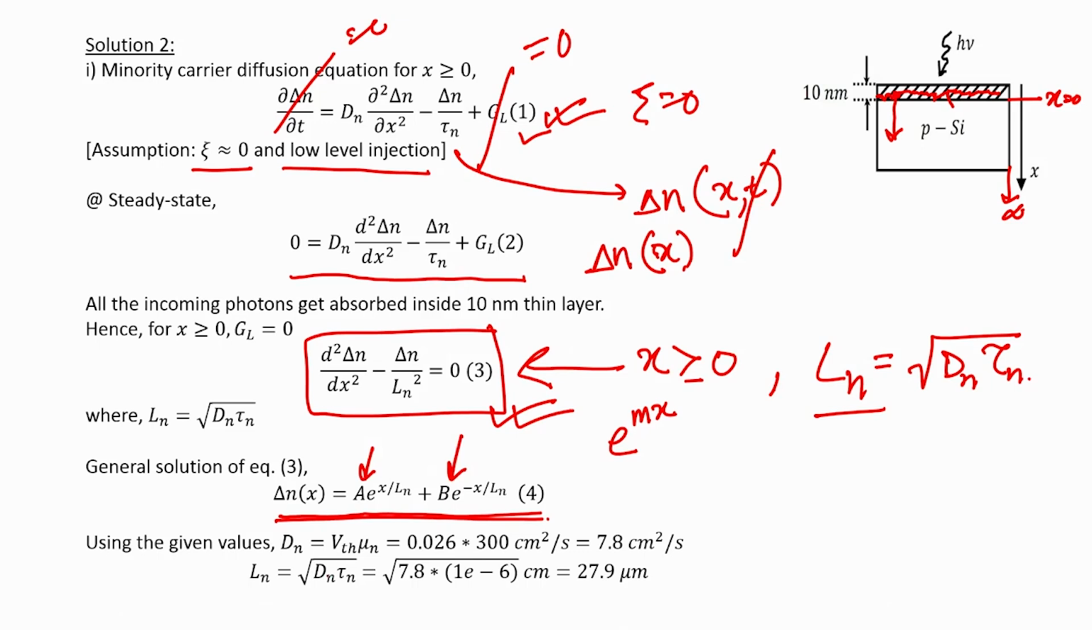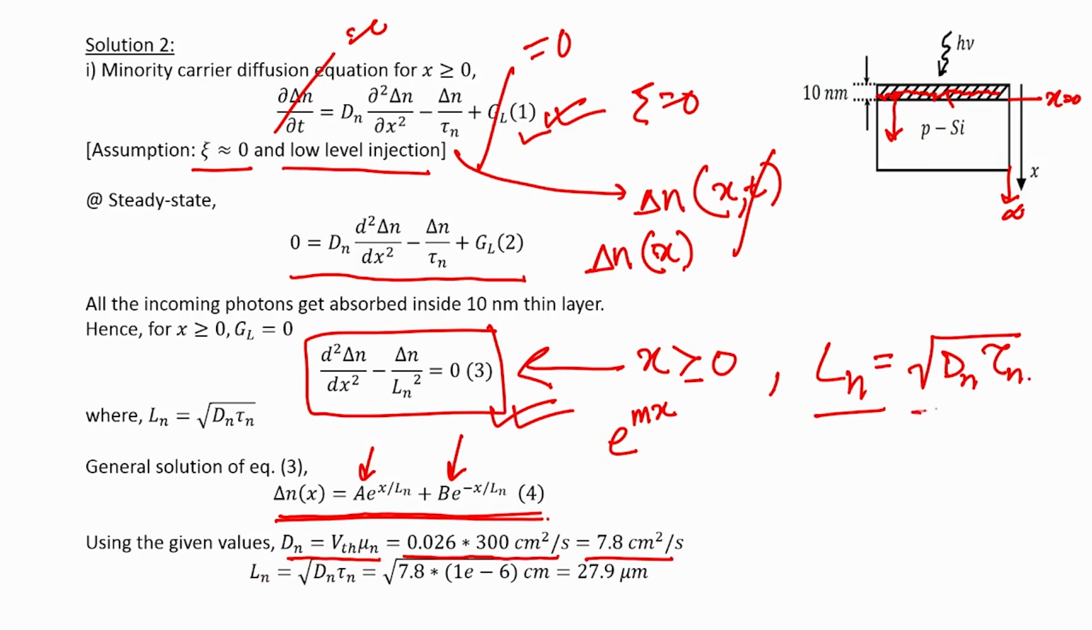Before that, just find out what are these Ln and Dn values from the given parameters. Dn can be found using the Einstein's equation. Dn is equal to thermal voltage into the mobility, and that is given by 0.026 into 300 centimeter square per second, which is equal to 7.8 centimeter square per second. And what will be the diffusion length?